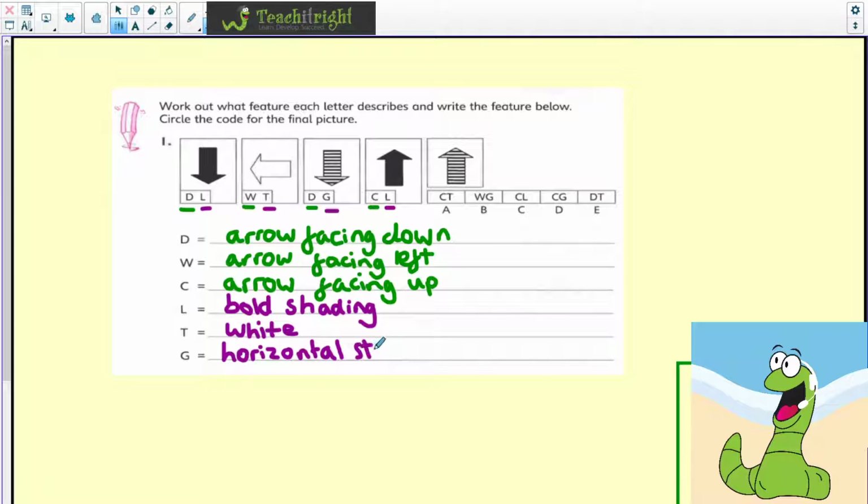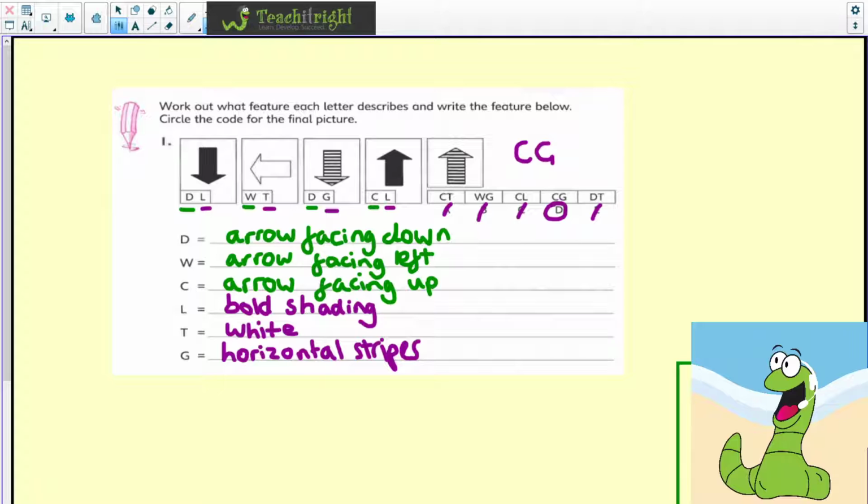Now this is quite important because it gets you to look really carefully at the different features. Now we can work out our answer. So we've got an arrow pointing up. So which one was that? Well, that needs to be a C. So I can eliminate that one. I can eliminate that one. So I've got rid of B and E because look, the C is not the first letter. Now if we focus on the second letter, we do need the horizontal stripes. So that's going to be G. So the answer to this one is going to be C, G.